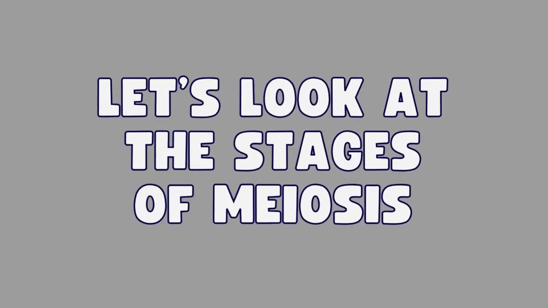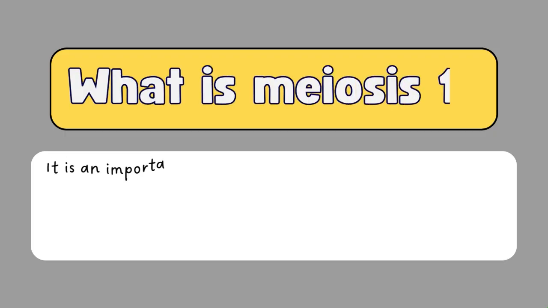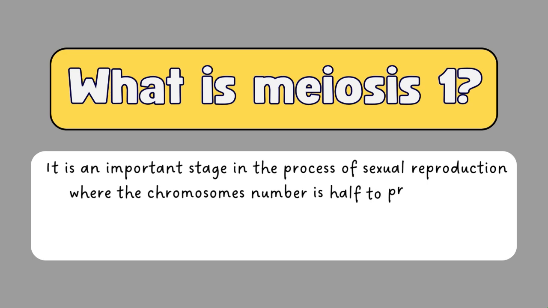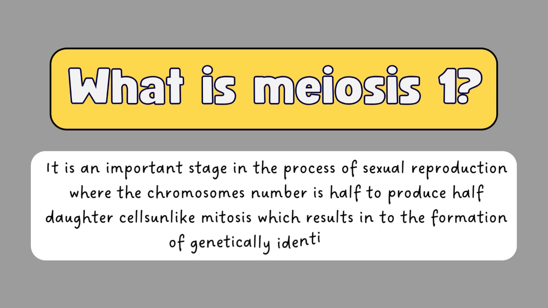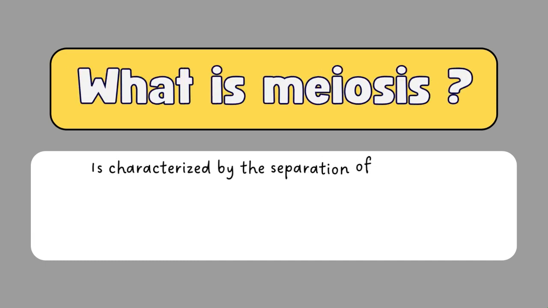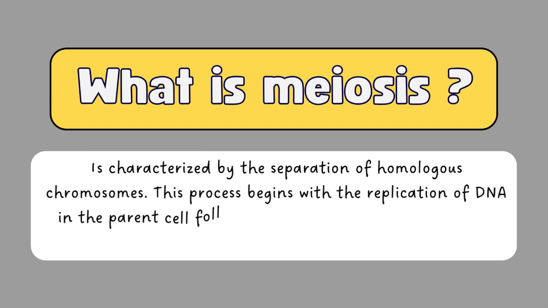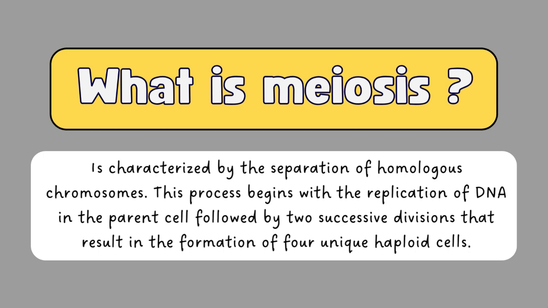Meiosis is divided into two stages. We have meiosis 1 and meiosis 2. Meiosis 1 is an important stage in the process of sexual reproduction, where the chromosome number is halved to produce haploid daughter cells. Unlike mitosis, which results in the formation of genetically identical cells, meiosis is characterized by the separation of homologous chromosomes. This process begins with the replication of DNA in the parent cell, followed by two successive divisions that result in the formation of four unique haploid cells.